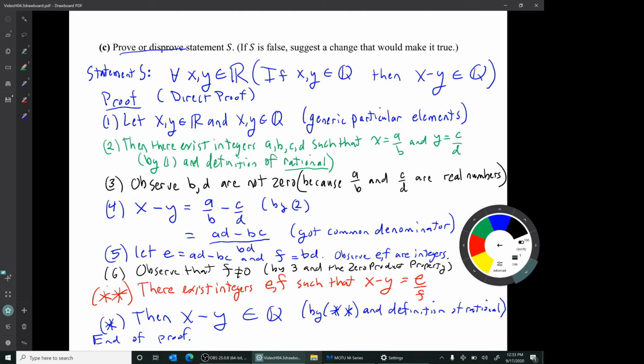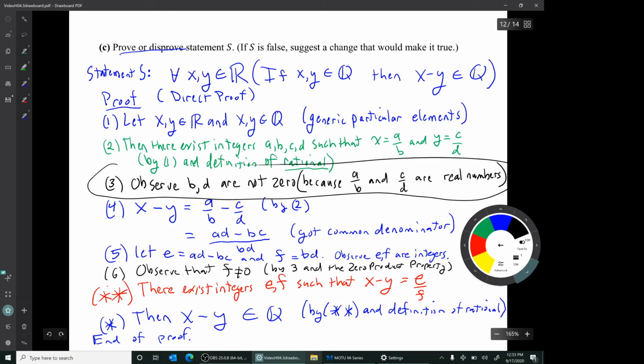So the reason we know that f is not 0 is by statement 3: b and d are not 0, and so their product is not 0 by the zero product property. So that gets its own line in the proof.